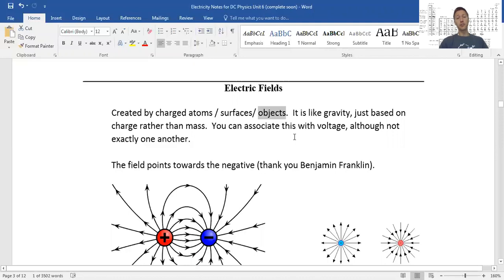So you can also think about electric fields being very strongly related to voltage. They're not exactly the same thing, but they're close enough for your knowledge that you work with this idea that an electric field is kind of like, well, what's the voltage? And a high voltage would be like a high electric field.